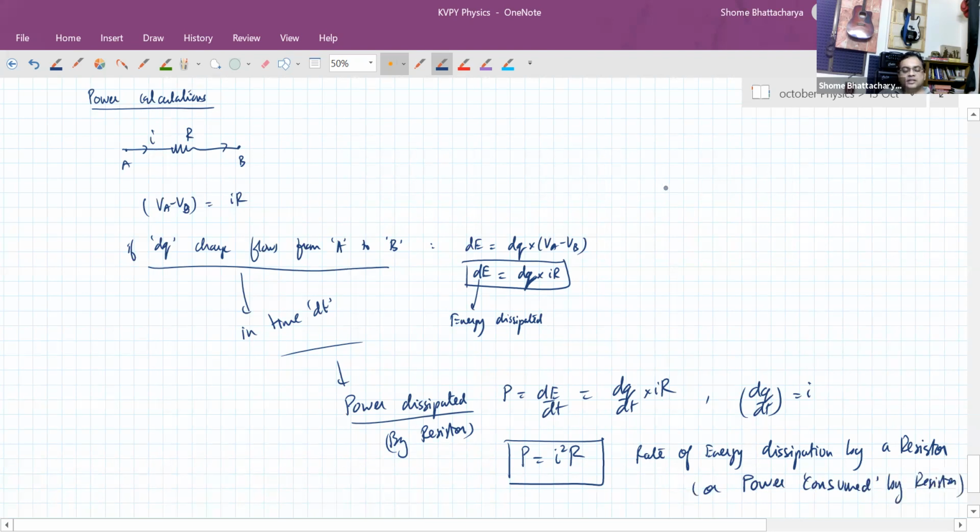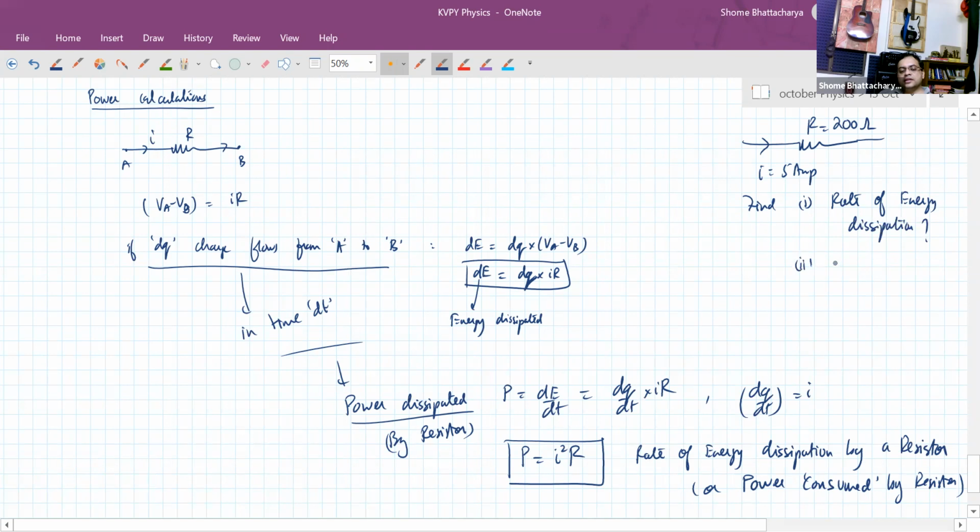So for example, if we say that there is a resistance of 200 ohms and we pass a current of 5 amperes through it, we want to find first of all the rate of energy dissipation. And now secondly, we say that let's say 10% of the energy dissipated or consumed, whatever, is converted to light.